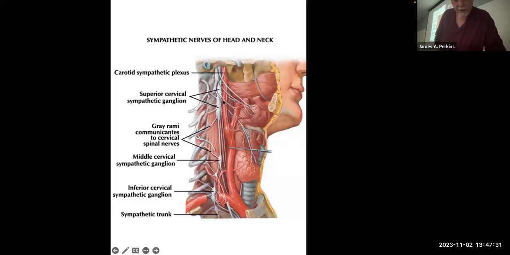You see there's like a little tangle of nerves around the internal carotid and even a little tangle of nerves here around the external carotid. That represents the carotid sympathetic plexus, where these postganglionic neurons are following the external carotid out to the skin of the face, or following the internal carotid to the inside of the head to innervate things like the dilator pupillae muscle and the superior tarsal muscle in the orbit.